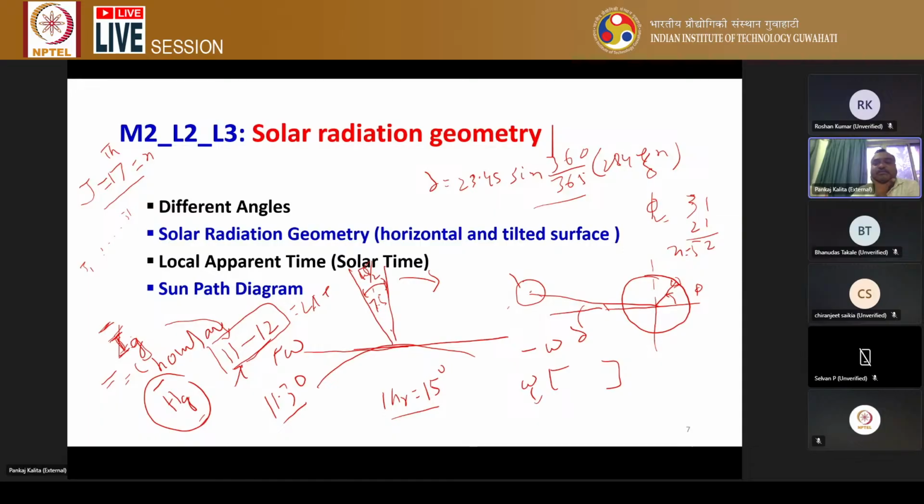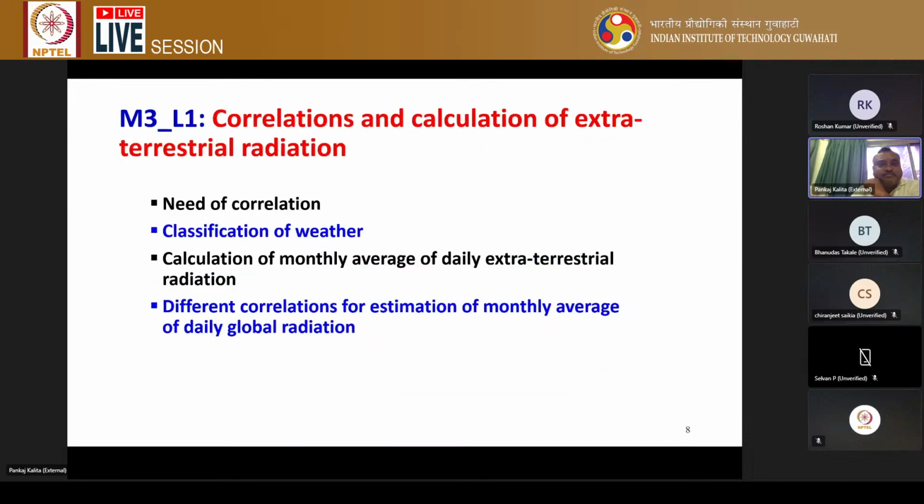Also, the sun path diagram is discussed in these 2 lectures. In lecture 1 of module 3, correlations and calculation of extraterrestrial radiations were discussed, and why these correlations are required.